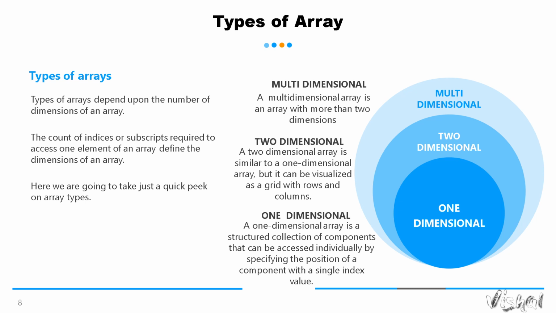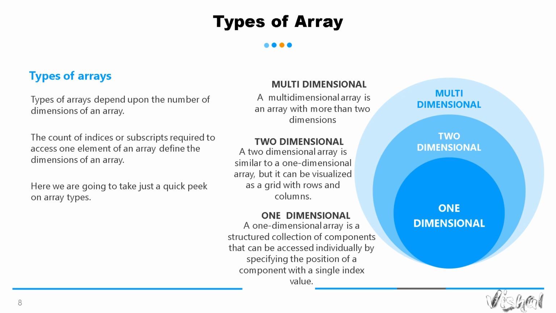The first type of array is one dimensional. A one-dimensional array is a structured collection of components that can be accessed individually by specifying the position of the component with a single index value. So a one-dimensional array requires only one subscript, and it stores all the data in one column only. We just have to write the position of any data in this subscript, and we can access any data placed at that address in one dimensional.